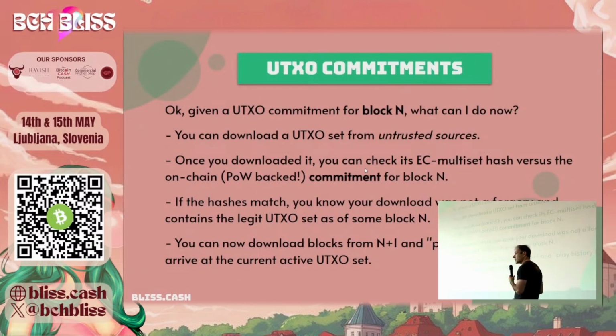So let's say you have a UTXO commitment, it's great. All you have to do is download the UTXO set from untrusted peers, and you use the commitment that's on the blockchain. You know that's good because it's miner backed. The whole chain agreed to it, the whole network agreed to it. You download the UTXO set, verify it by doing the EC multiset ops on what you downloaded, make sure it matches the hash in the block, and now you know what you downloaded is good. So then you can just continue playing history forward from block N. You don't have to go to block 0. You just download the UTXO set for block N, download block N, and then move forward in time. And that would be cool.